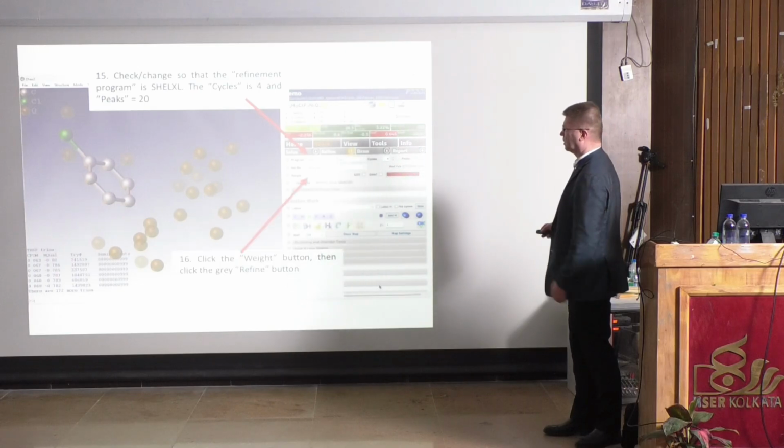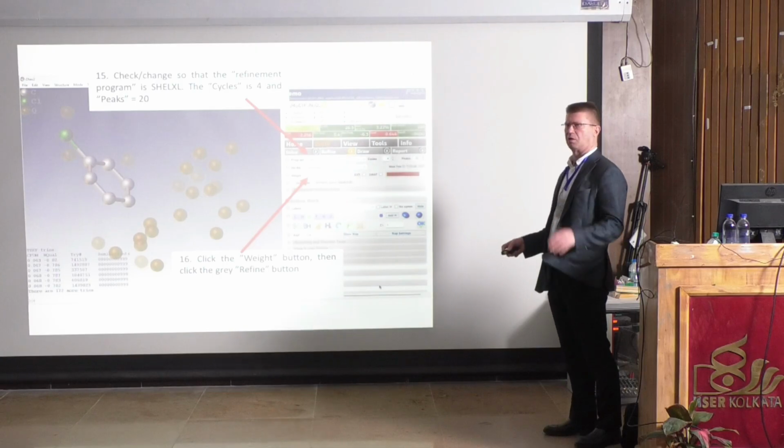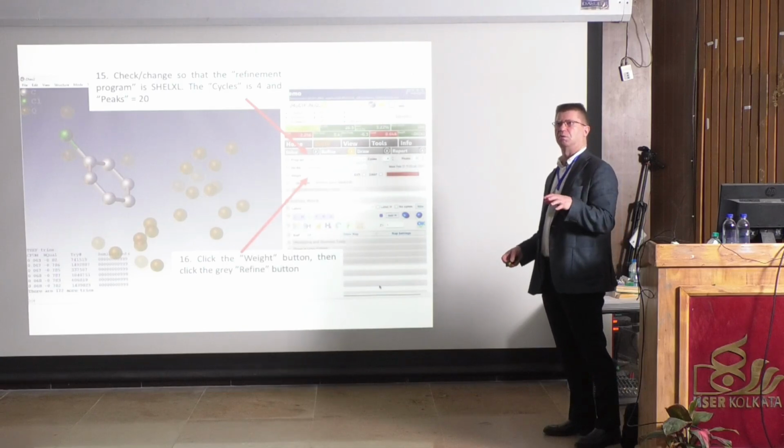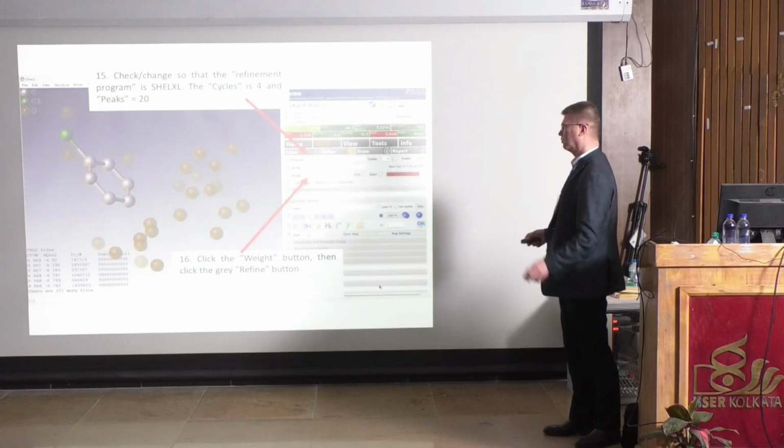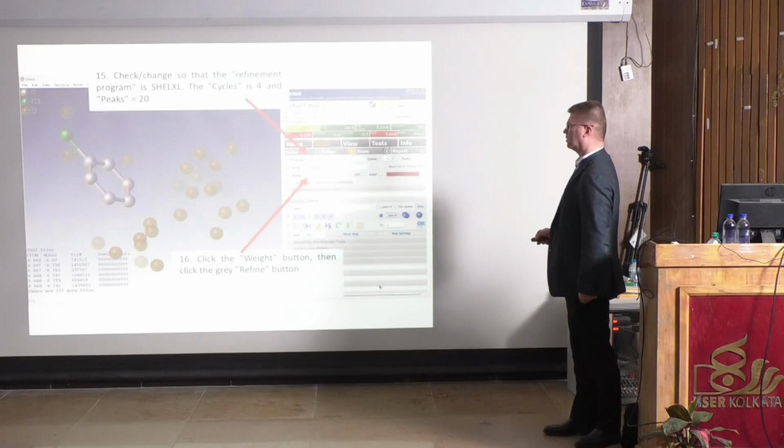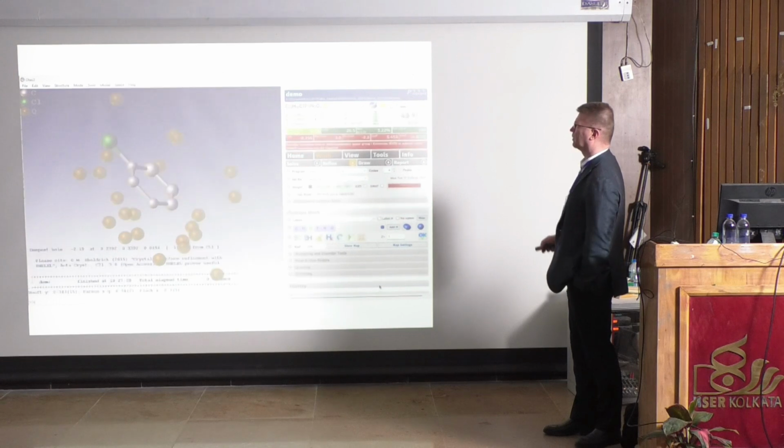So we do this. Now click the weight. There is a weight button here. This is a mathematical add-on. What we have to do is a correction factor which always goes with it. So we click this and then click the refine button here.